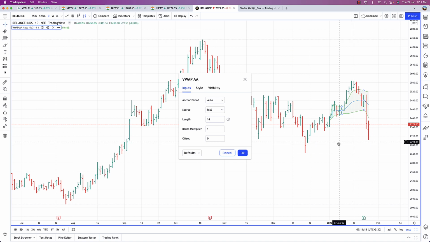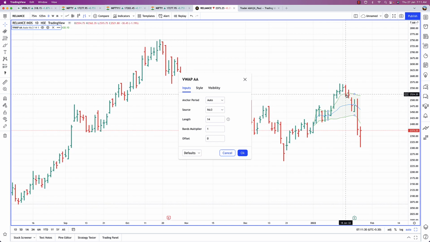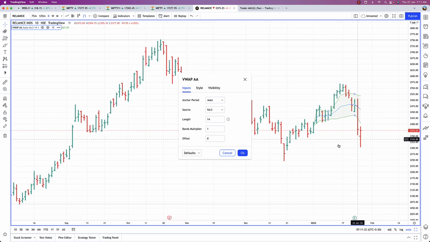Now I think it considers the beginning of the month. I think so, because this point, which is 1, 2, 3, 4, 5, 6, 7, 8, 10, 12, 14, 16, 17, doesn't match with the length that they have chosen here. So this was 31st of December and this is 3rd of Jan, which was the beginning of the month.